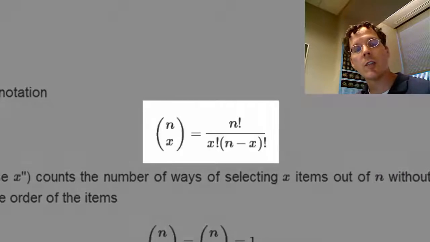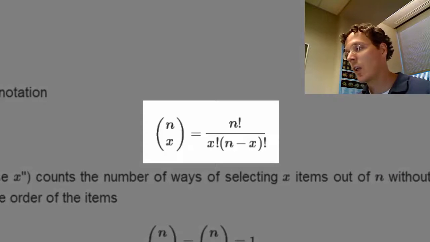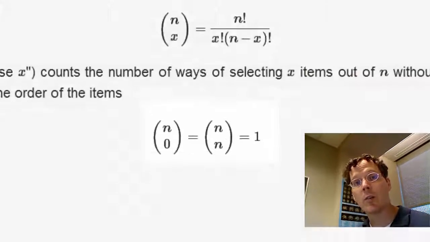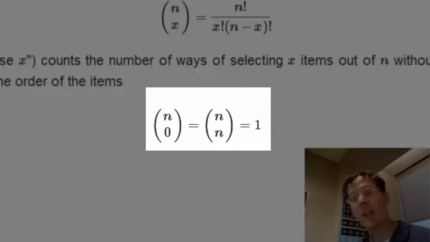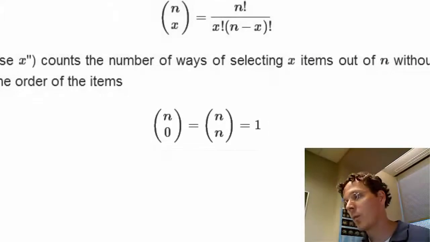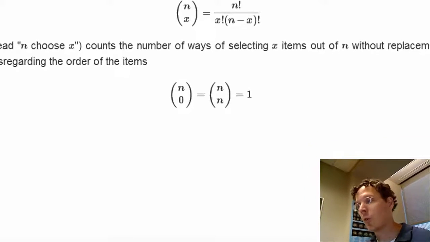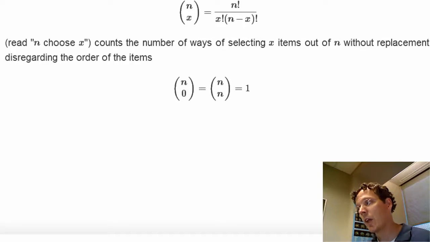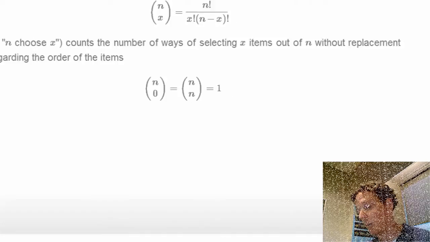Recall that the notation n choose x stands for n factorial over x factorial times n minus x factorial, and n choose 0 and n choose n are both 1. This solves a particular combinatorial problem of counting the number of ways of selecting x items out of n without replacement, disregarding the ordering of the items.